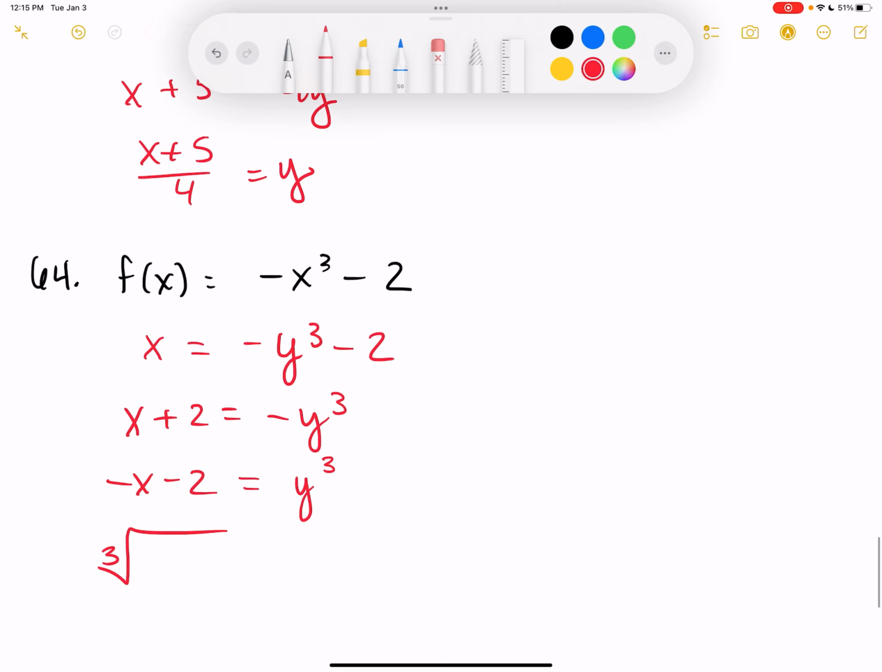So cube root of negative x minus 2 equals y. You know what I meant by that? Yeah. No, I just listened to Ethan. Yeah, Ethan knew better.